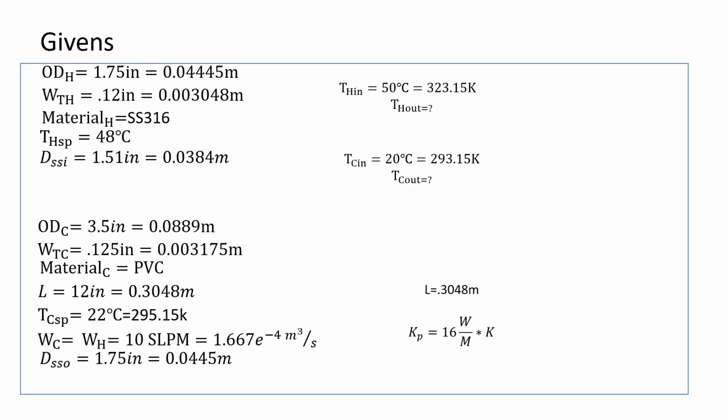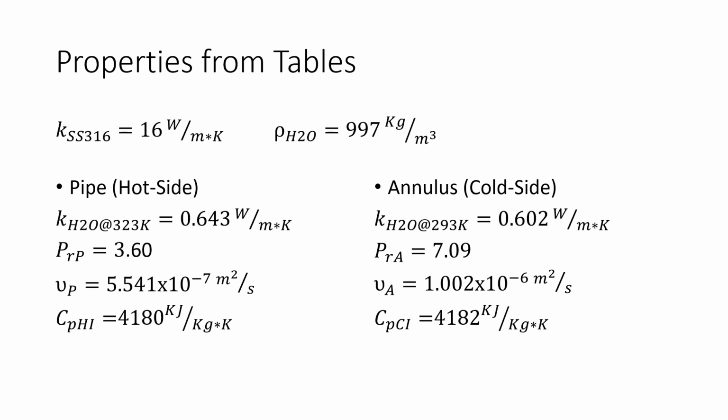Here we have our givens. We have separated them out from the hot side at the top and the cold side down at the bottom, and we can begin our problem. Our properties from the tables: as you can see, we separated the pipe side, the hot side, and then the annulus, the cold side. We also have our water and the different rates that they are at, and different specific heat values. This will help us formulate the next steps of the problem.